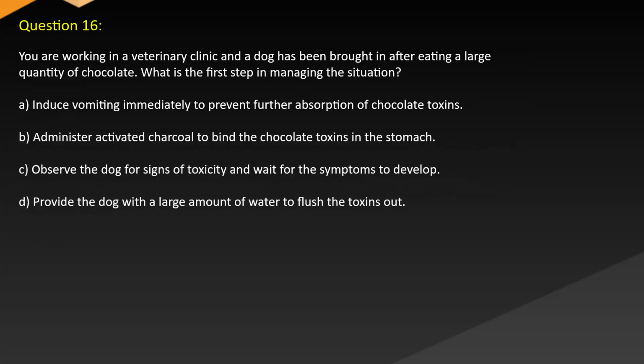Question 16. You are working in a veterinary clinic and a dog has been brought in after eating a large quantity of chocolate. What is the first step in managing the situation? A. Induce vomiting immediately to prevent further absorption of chocolate toxins. B. Administer activated charcoal to bind the chocolate toxins in the stomach. C. Observe the dog for signs of toxicity and wait for the symptoms to develop. D. Provide the dog with a large amount of water to flush the toxins out.